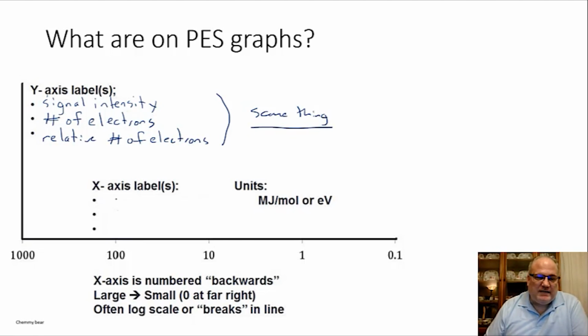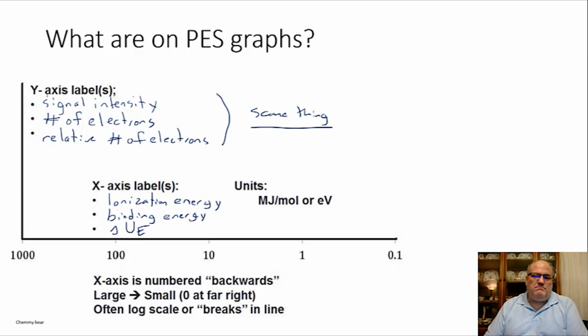Now, on the x-axis, there are 3 different ways they can write it as well. That would be ionization energy, binding energy, or the change in U with a subscript E. The other thing you need to be aware of is the units. Since we're dealing with energy, energy typically has the unit of a joule, but a joule is really not very big. So we use instead megajoules per mole. Remember that mole from previous work in Avogadro's world. And then the electron volt is another way of measuring it, and that's more in the electrochemistry world.